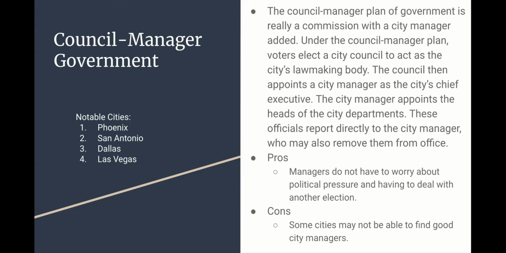Now, one of the negatives is that some cities may not have the ability to afford a really good city manager. So therefore, they become corrupt, or they hire friends, or they hire people that are not qualified. Examples of cities with a city manager are Phoenix, Arizona; San Antonio, Texas; Dallas, Texas; and Las Vegas.